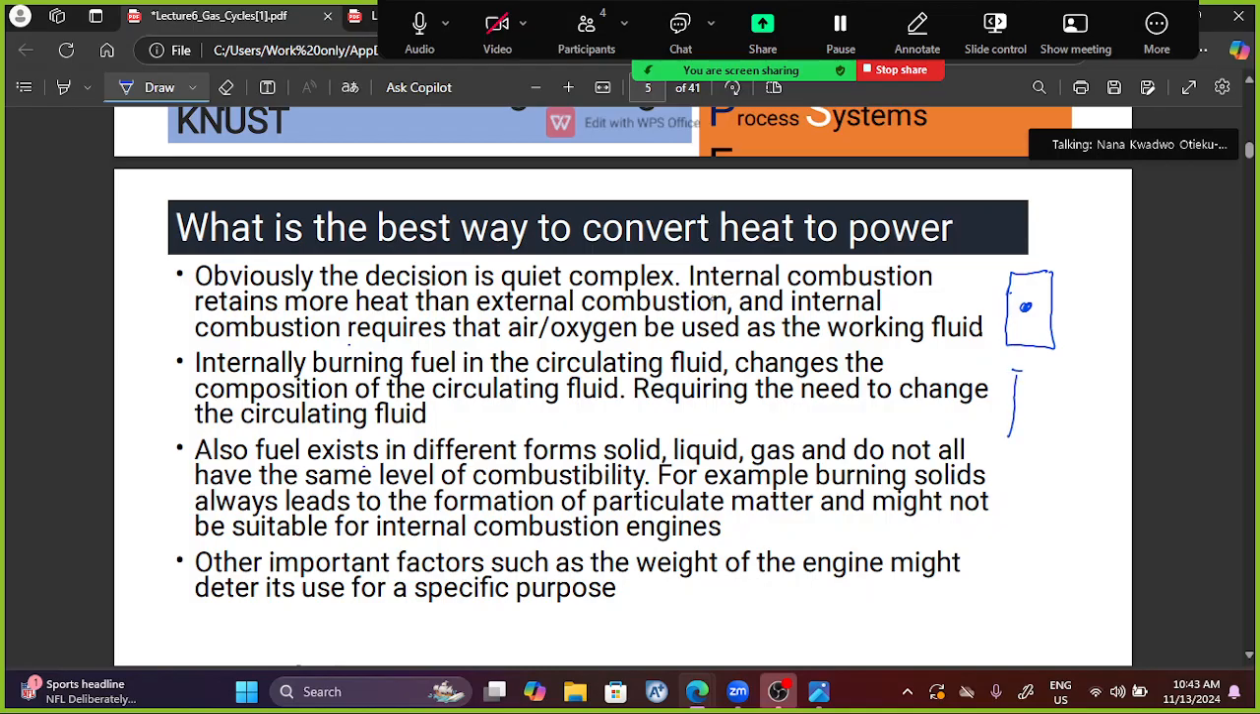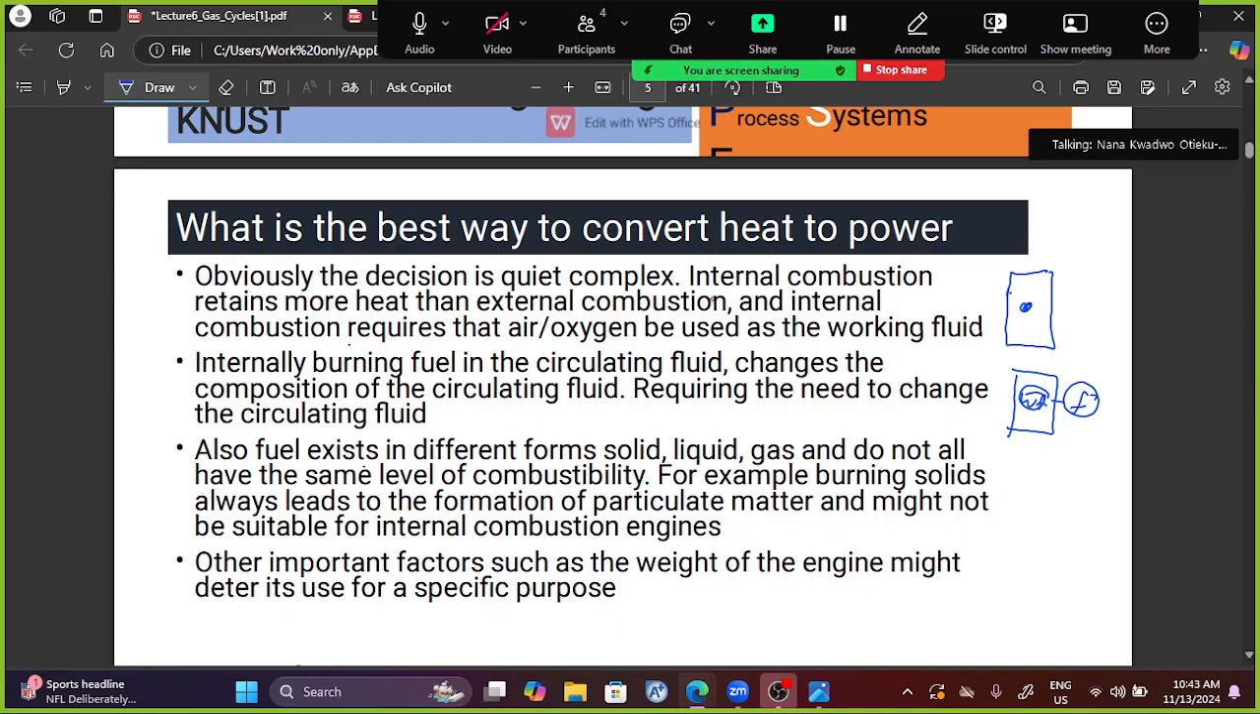But if it was an external case and I had my working fluid in here and my fuel source out here, whatever heat is generated here, I would have to ensure that heat moves through this medium before it gets into the working fluid. So for internal combustion systems, it's able to keep more heat as compared to the external, because there's another medium before heat gets transferred to the working fluid, right? So internal combustion engines are able to retain more heat than external combustion engines.